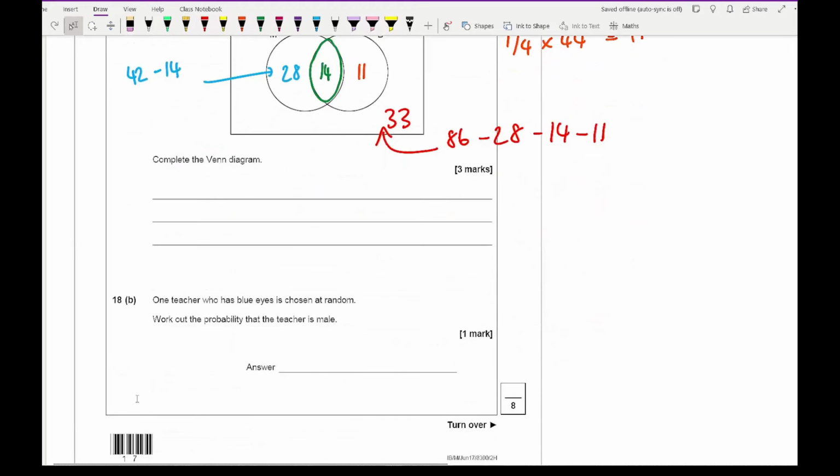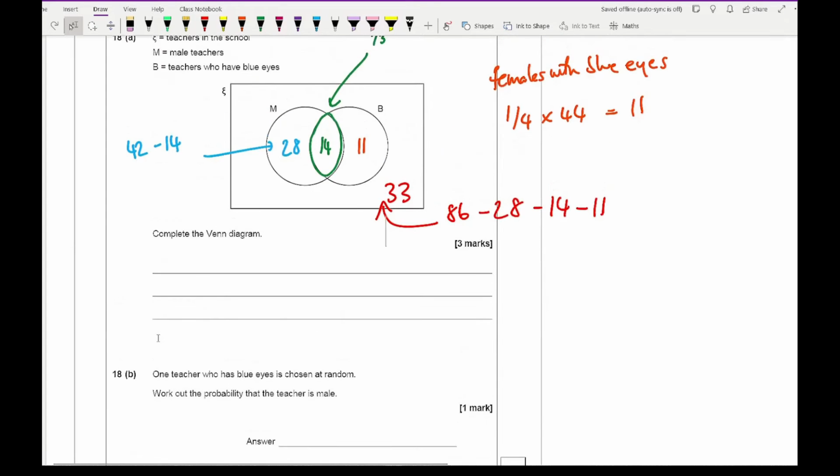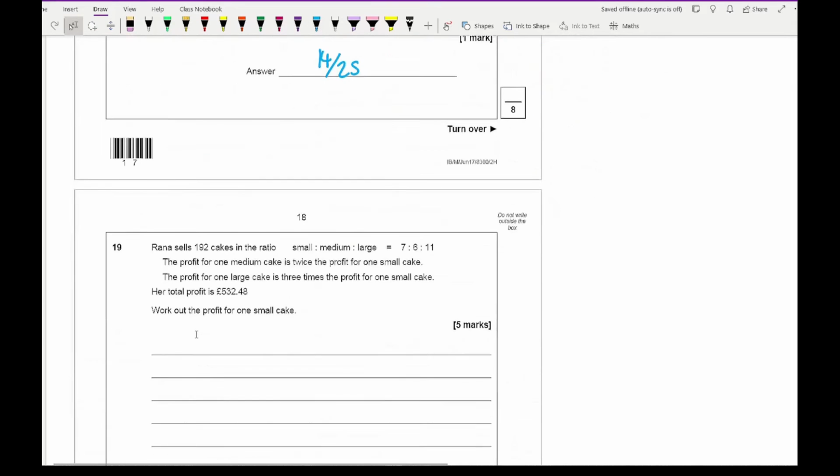Now moving on to question 18b, it says one teacher who has blue eyes is chosen at random. Work out the probability that they are male. So in terms of blue eyes, that's looking at this population here, in which there are a total of 25. Of those, the number that are male is 14, so the answer is going to be 14 over 25.